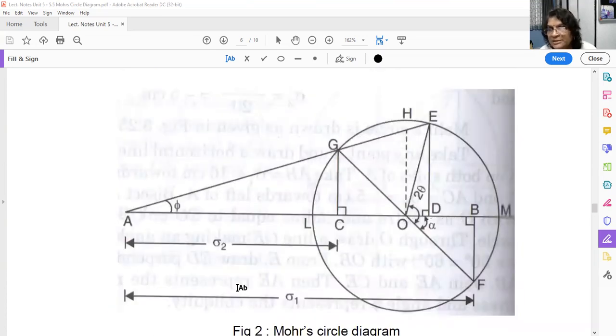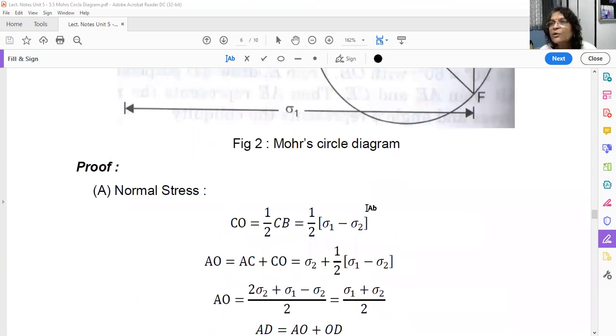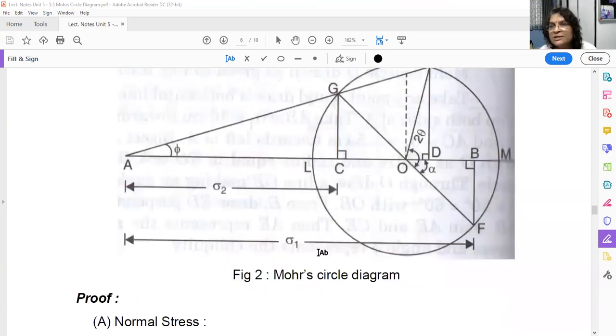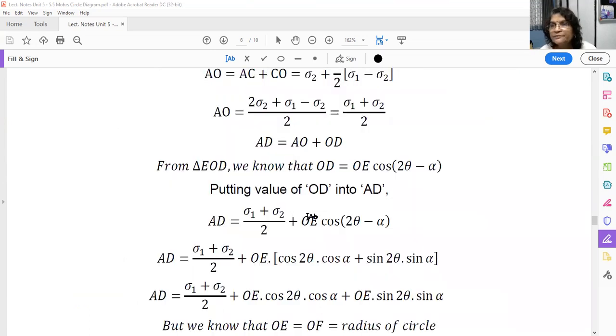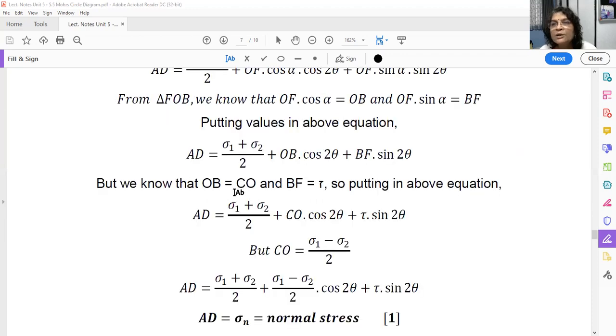Sigma 1 minus sigma 2 by 2. Already we have seen this OB. This CO means OB, no? Okay, so CO is equal to OB is equal to sigma 1 minus sigma 2 by 2. Correct? And what is BF? Tau. I told you, coordinate of point F is sigma 1 and tau. So BF is tau. Okay, so putting here, OB is equal to CO, and BF is equal to tau. So what is CO? Sigma 1 minus sigma 2 by 2, and BF is equal to tau.